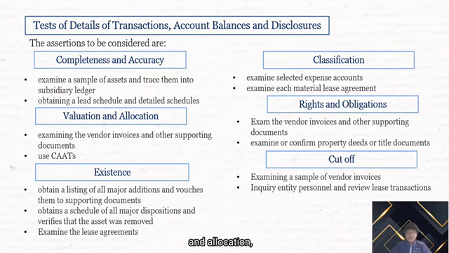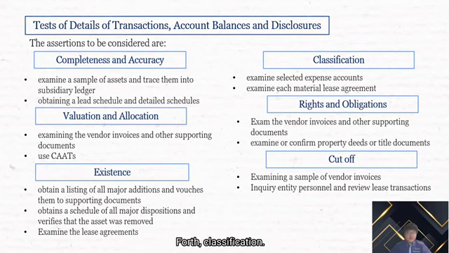Second, valuation and allocation. Examine the vendor invoices and other supporting documents or use CAATs. Third, existence. Obtain a listing of all major additions and match them to supporting documents. Obtain a schedule of all major dispositions and verify that the asset was removed, or examine the lease agreements.